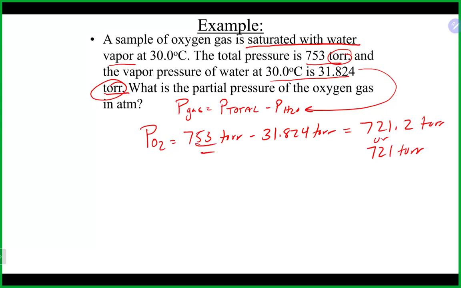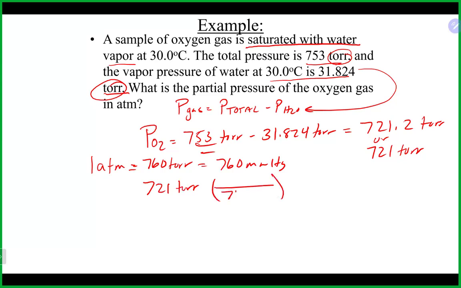Now, we are looking for the answer in atmospheres. As we talked about, the important conversion is 1 atmosphere equals 760 torr, and also 760 millimeters of mercury. So to convert this into atmospheres, we're going to divide by the 760, and that's going to give us our atmospheres in this case. 0.949 atmospheres.